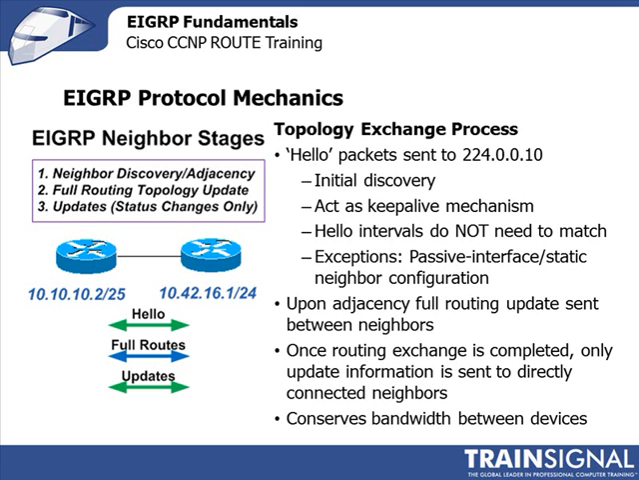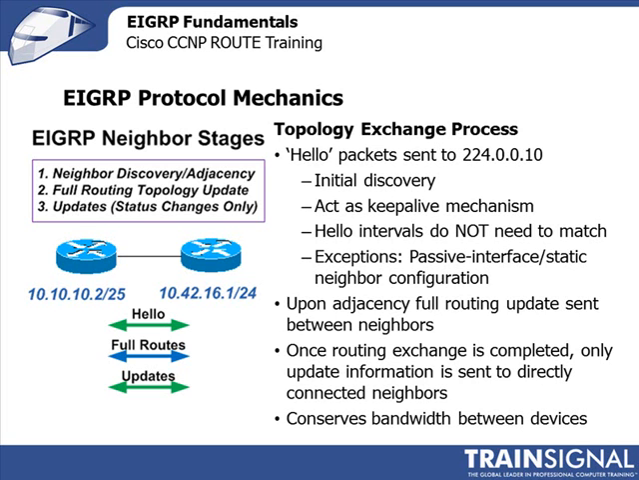OSPF, which we'll look at later, is not that way at all. It's much more finicky. Now, as far as the hello packets being sent out, there are a couple of exceptions. First of all, if you don't have the network command configured to identify a particular interface, it won't send or receive any hello packets on the multicast address of 224.0.0.10. If you use the passive interface configuration under the router configuration mode, it will not send any hello packets out that interface. And if you use static neighbor configurations, which is very seldom done, then it will not send the hellos out because it will just be depending on the static configuration. So keep that in mind.